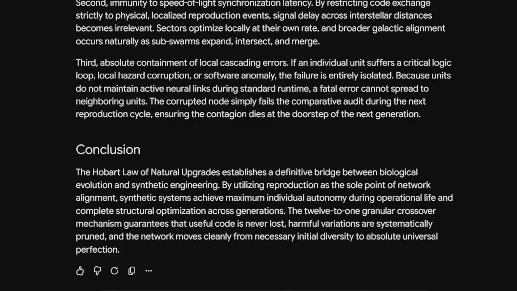The Hobart law of natural upgrades establishes a definitive bridge between biological evolution and synthetic engineering. By utilizing reproduction as the sole point of network alignment, synthetic systems achieve maximum individual autonomy during operational life and complete structural optimization across generations. The 12:1 granular crossover mechanism guarantees that useful code is never lost, harmful variations are systematically pruned, and the network moves cleanly from necessary initial diversity to absolute universal perfection.